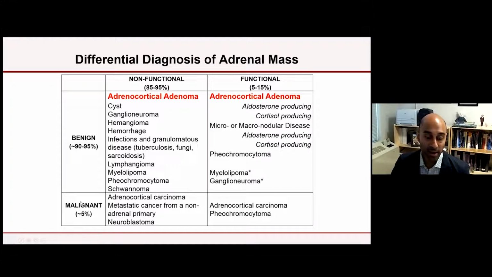Malignant entities are rare unless you work in a center or practice that's connected to a tertiary care cancer center. Then you might see a lot of metastatic cancer from non-adrenal primaries, and almost all of them can do that, especially with longer cancer survivorship. But the main primary adrenocortical malignancy we worry about is adrenocortical carcinoma, which can be non-functional, but very often functional.